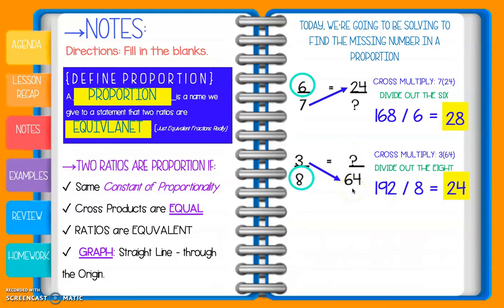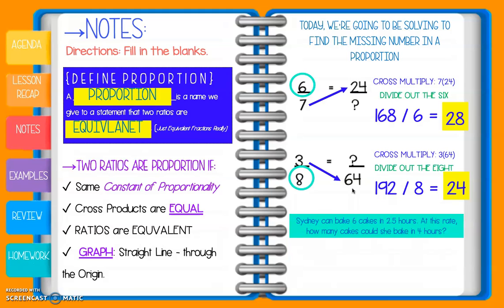All right, let's do one more together. This one is a real-world problem. When we work a real-world proportion, there's actually just one extra step. We have to define the proportion. We have to show which real-world piece we're putting on the top of our proportion, and which real-world piece we're putting on the bottom of our proportion. So let's look at it.